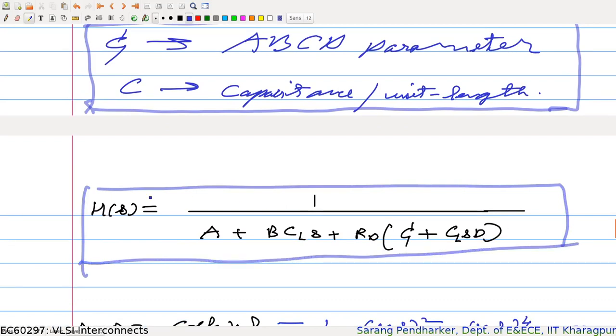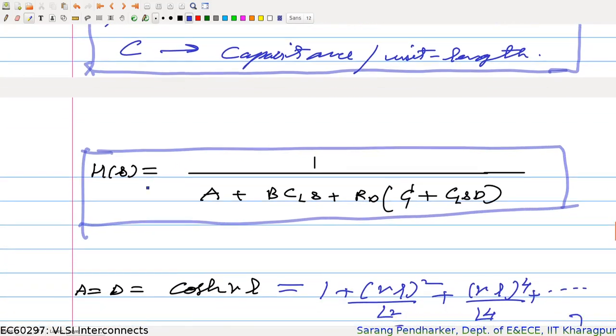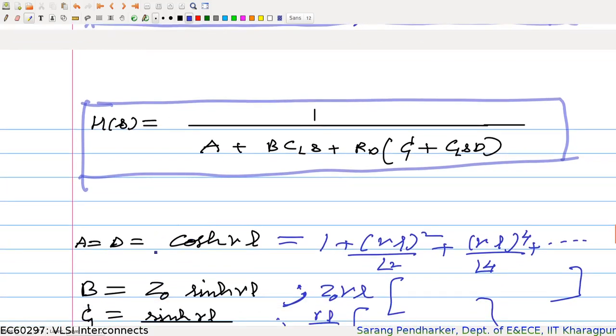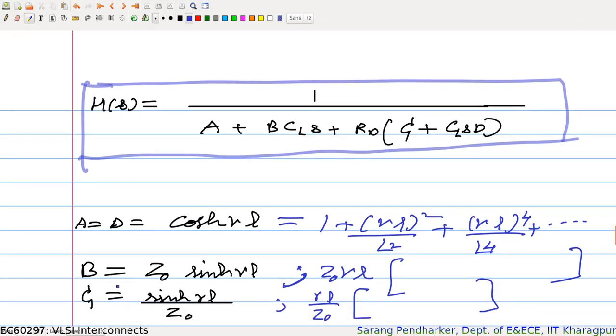Now what you have to do is a bit tedious but not too lengthy derivation, where you have to substitute the expressions for A, B, C and D in here, and collect the terms of S and S square in the denominator. So you know that A and D are equal to cosh gamma L.